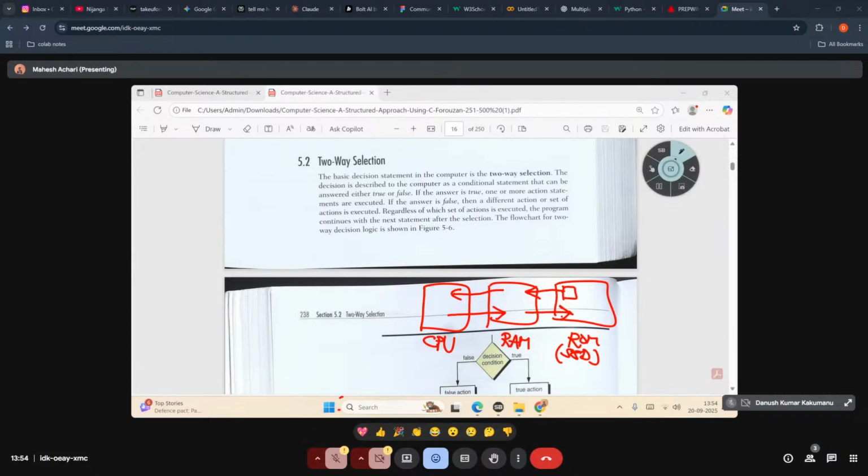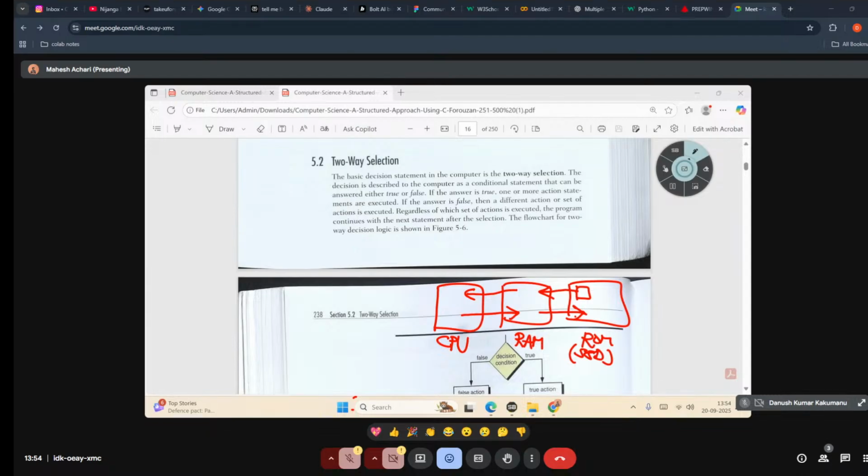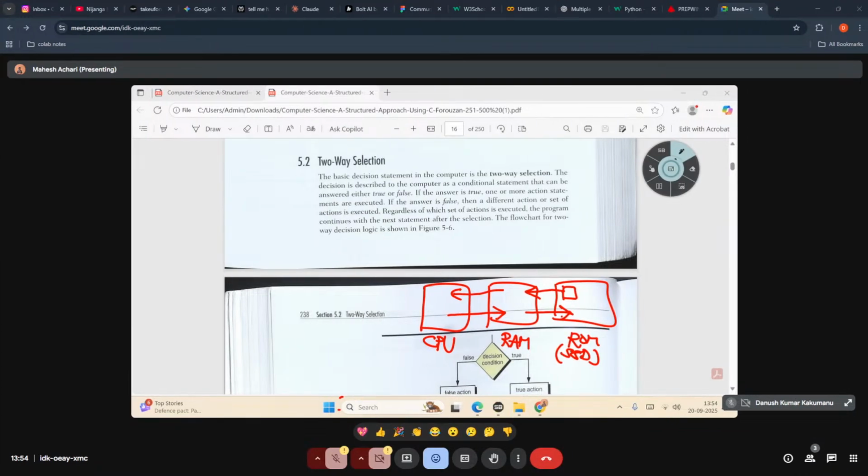Processing is completed, then CPU to RAM, RAM to ROM, right? And what about the components of CPU? CPU components. ALU, right? There are three components in the CPU. One is ALU, second one is MU, memory unit, and the third is the control unit.